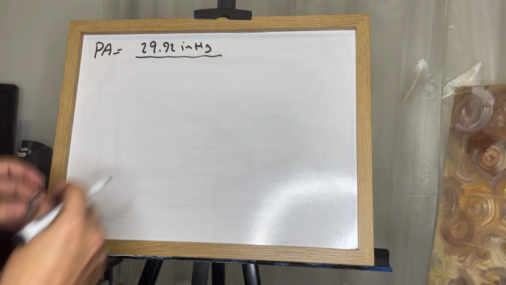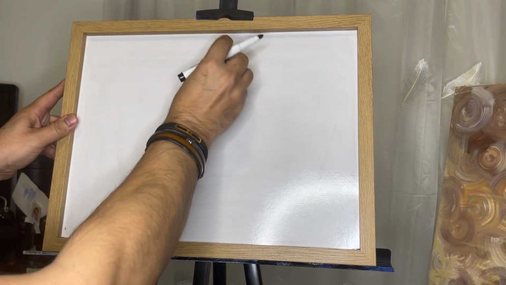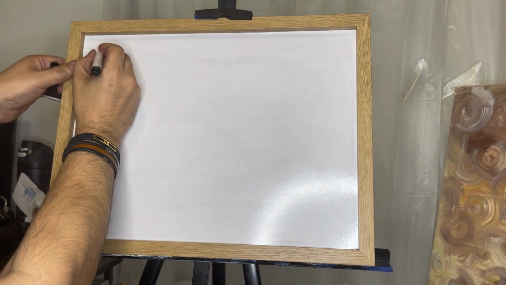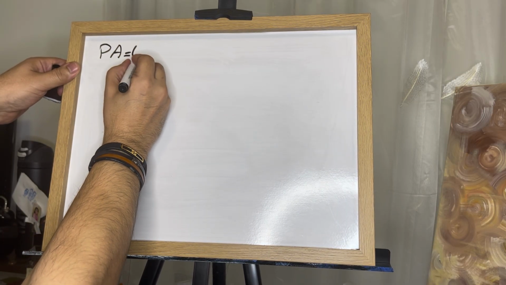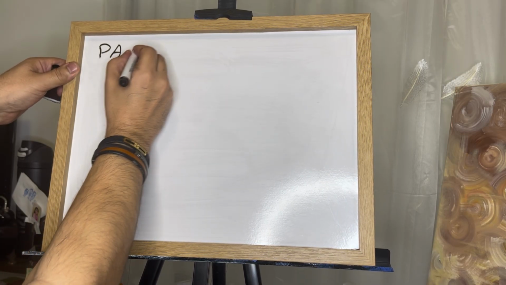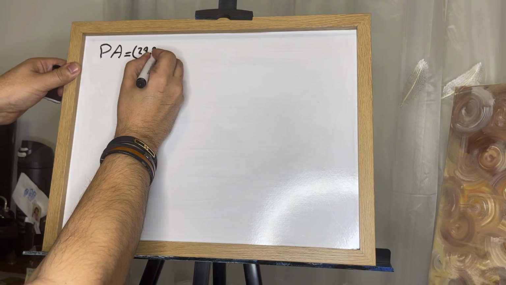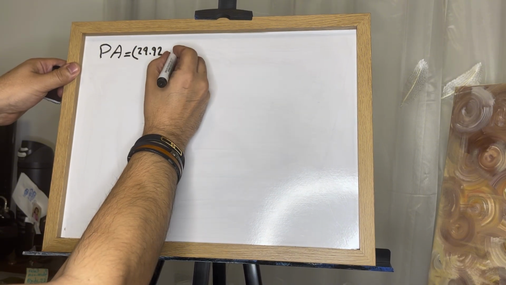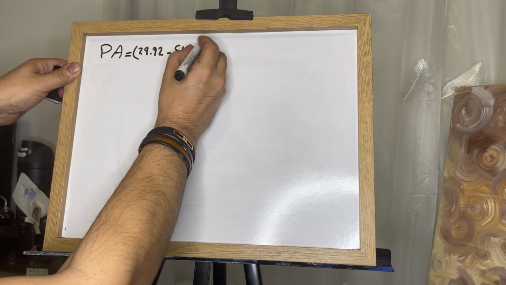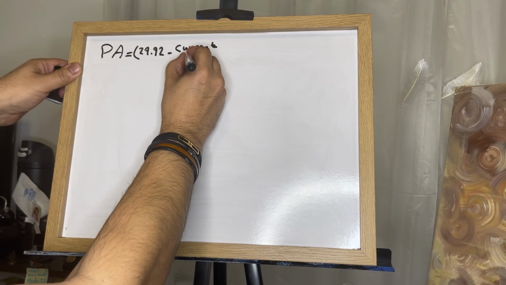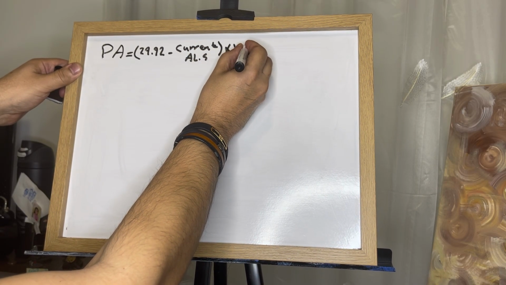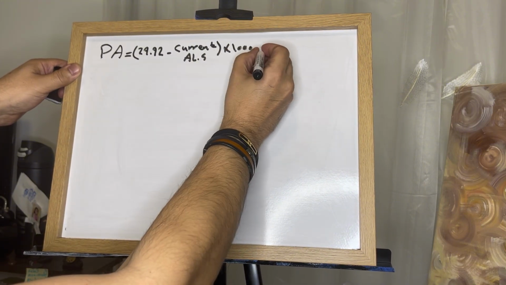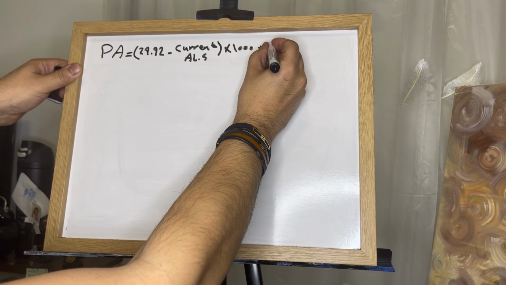To calculate pressure altitude, there is one formula that we can always use for each station. The formula is 29.92 minus the current altimeter setting, multiplied by 1000 feet, plus elevation.